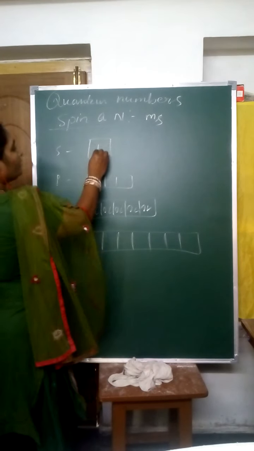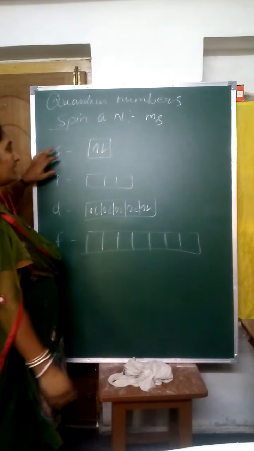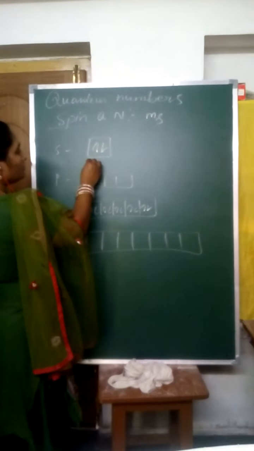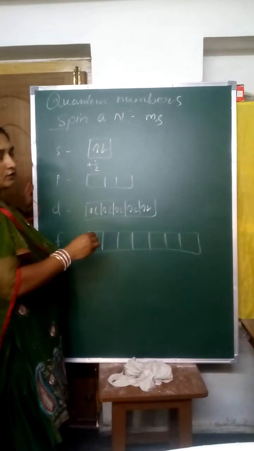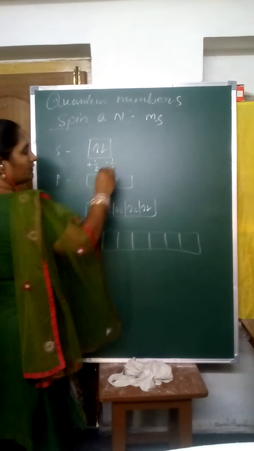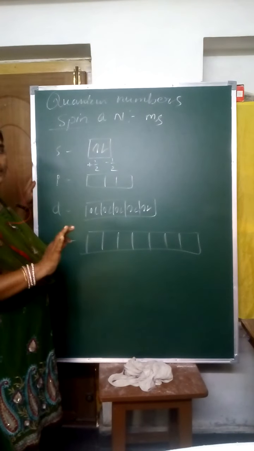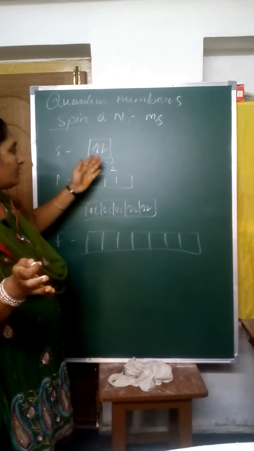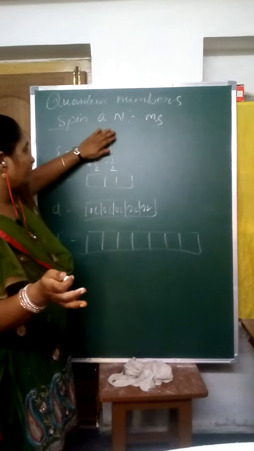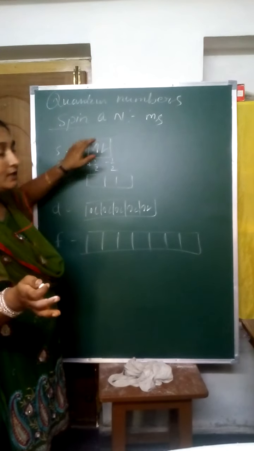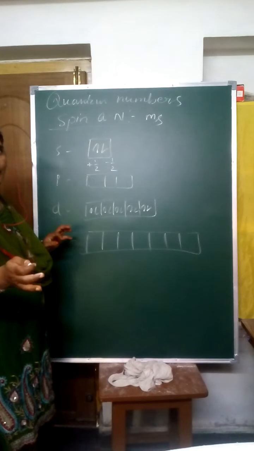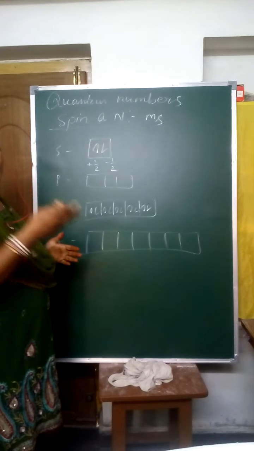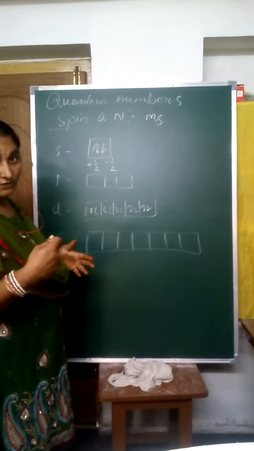Now come to the spin quantum number. If there are 2 electrons in one orbital, one is indicated as plus half and the other as minus half. That is only for indication, for remembering. These two will be in one orbital. That's why we take half. Somebody may be confused: madam, why are you taking plus half and minus half? Why not plus 1 and minus 1?